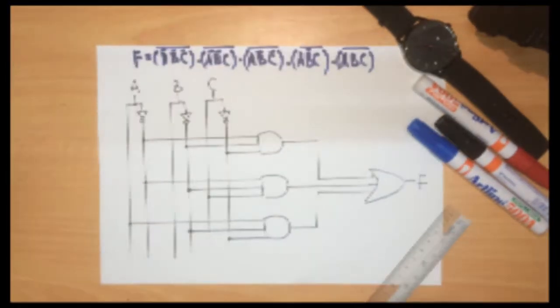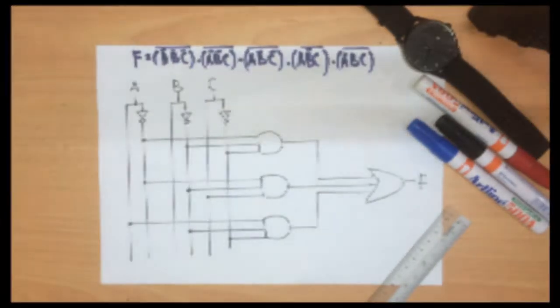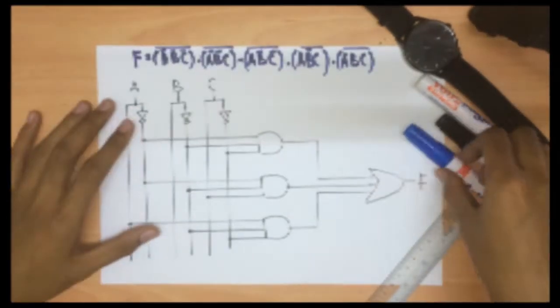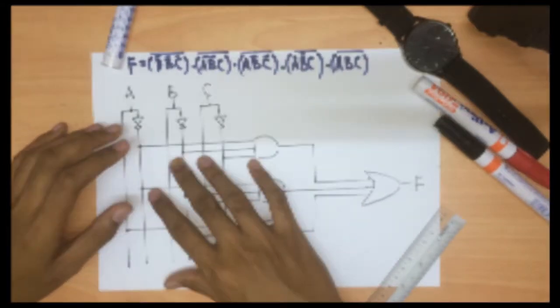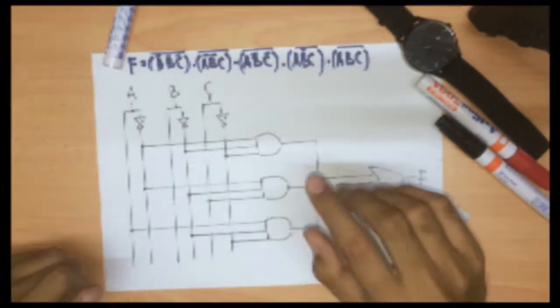This is the diagram for the equation F equals not A B not C plus not A B C plus A B not C.